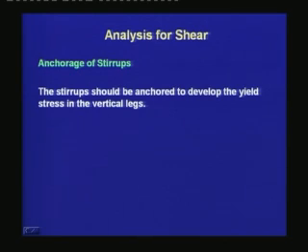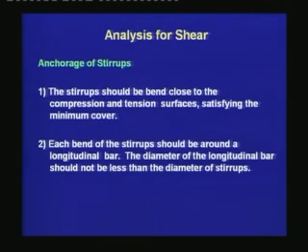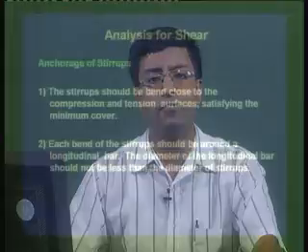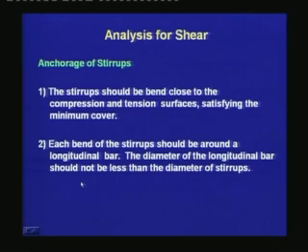This is very important, that we anchor the stirrups properly so that they can develop the yield stress at ultimate. The stirrups should be bent close to the compression and tension surfaces, satisfying the minimum cover. That means the stirrups should run throughout the full depth as much as possible. It should satisfy, of course, the minimum cover requirements, and the stirrups should be bent around the top steel and the bottom steel. Each bend of the stirrups should be around a longitudinal bar.